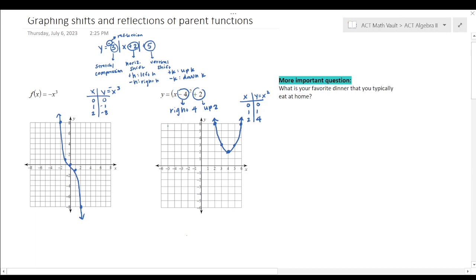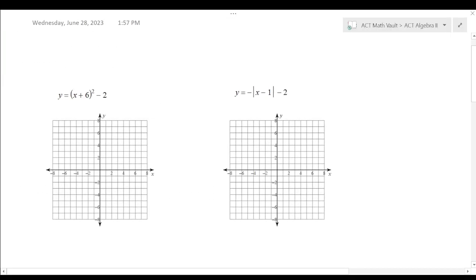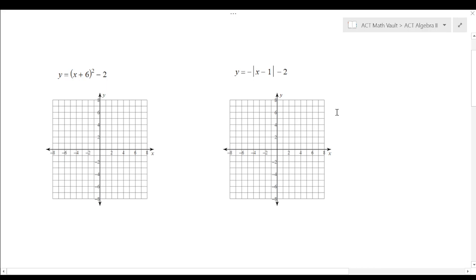The practice problems to try are very similar. We have another quadratic, another x squared graph, and this time an absolute value graph. Remember that this will be the u and this will be the v. So try those. See if you can pause the video, try them, and check the answer in a second.